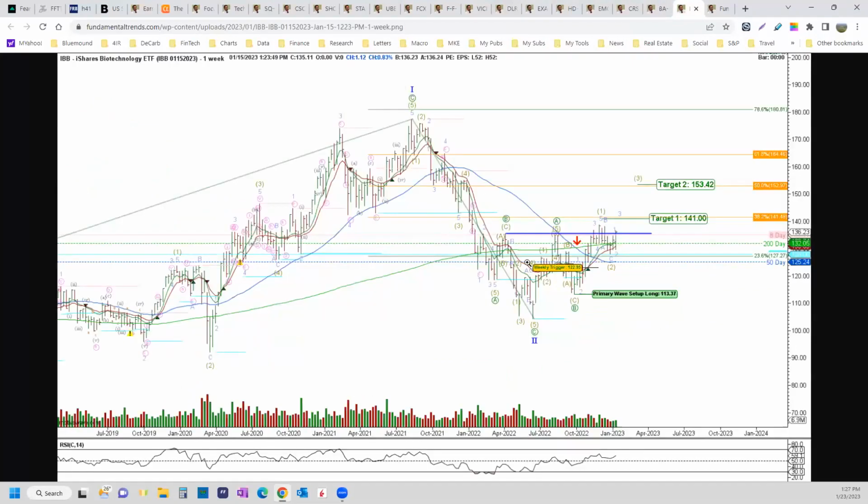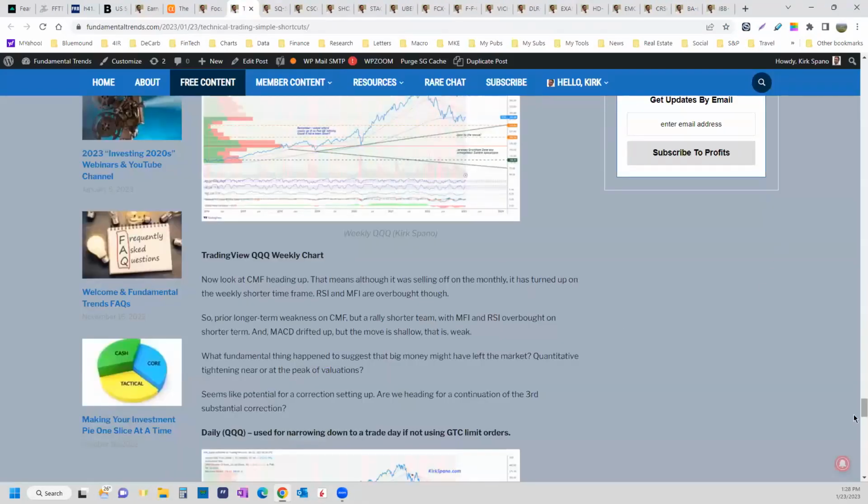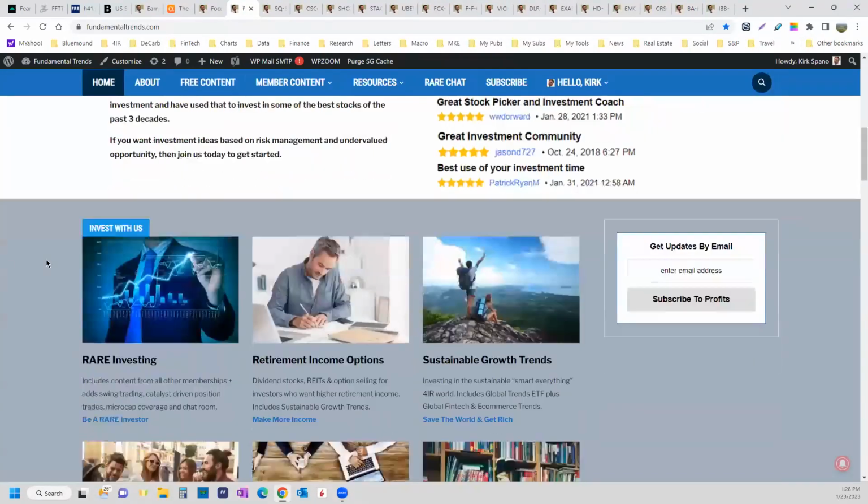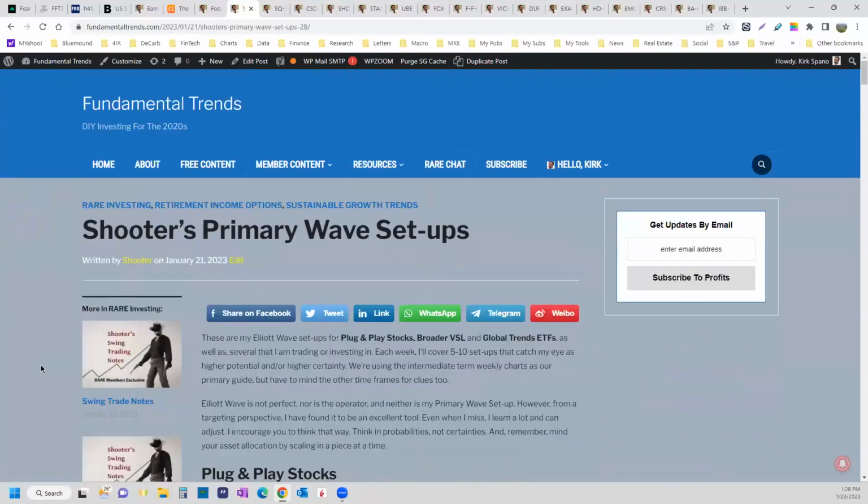Biotech, again, we talked about this in the last several months, setting up for a rally. So these charts are all in Shooter's weekly article over at Fundamental Trends. And I use them in real time. I don't just throw them all up at Margin of Safety, but when it's relevant to us on the longer term side, right? Because Margin of Safety is about position trading, long-term trades. Shooter's looking at more intermediate stuff.